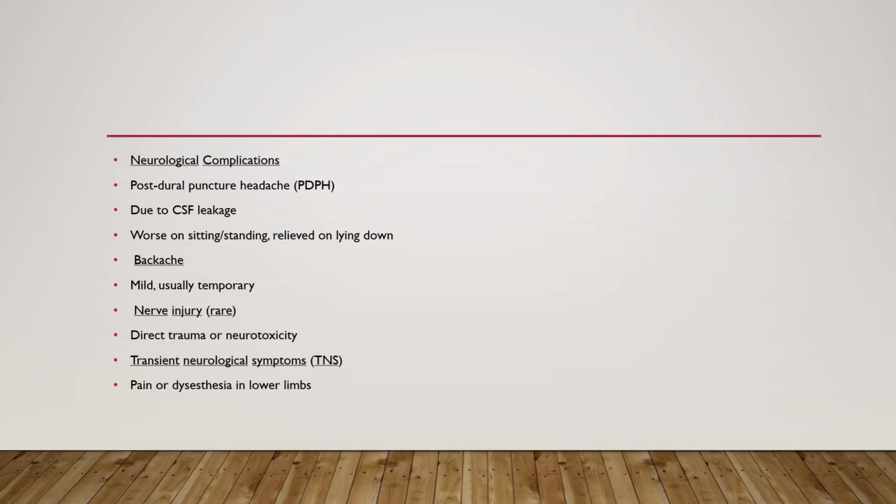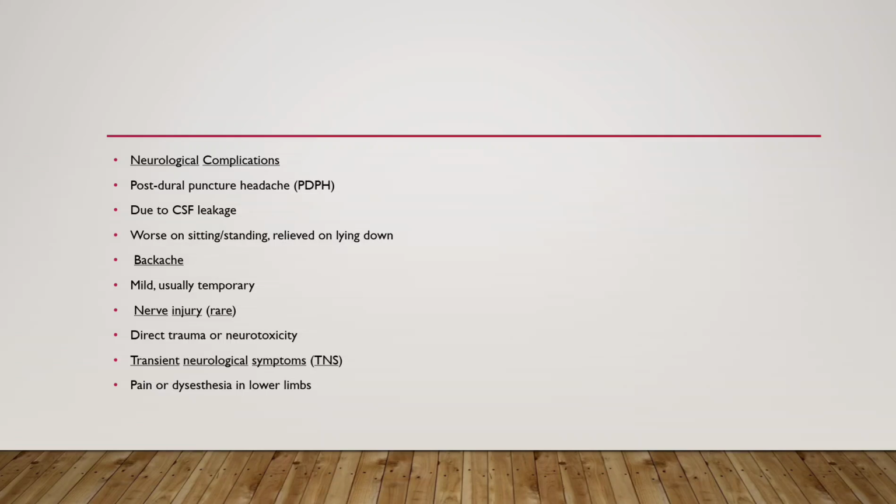Next, backache. Backache is mild and usually temporary. Next, nerve injury. All cranial nerves except the 1st, 9th and 10th can be involved after spinal anesthesia. Most commonly, in 90% of cases, the 6th nerve is involved because of its longest intracranial course. As a result of low CSF pressure, descent of the brain and medulla can cause stretching of the 6th nerve at the apex of the petrous temporal bone.